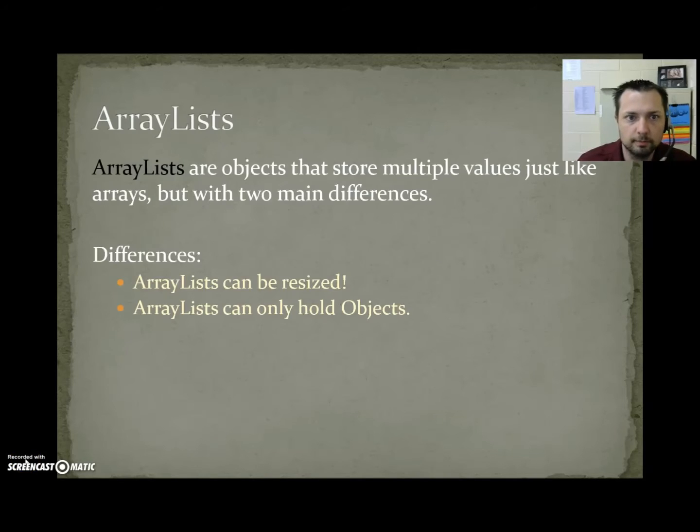Array lists. Array lists are objects that store multiple values just like arrays, but with two main differences. Array lists can be resized, so after you've made the array list, you can change it by adding or removing items. Array lists can only hold objects, so that's why we learned about wrappers, because we can't make an array list of int, but we can make an array list of Integer.